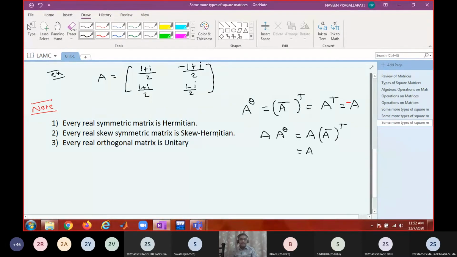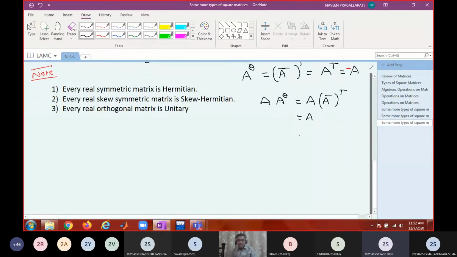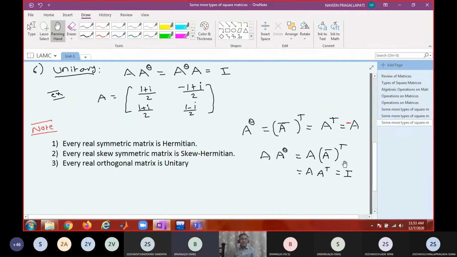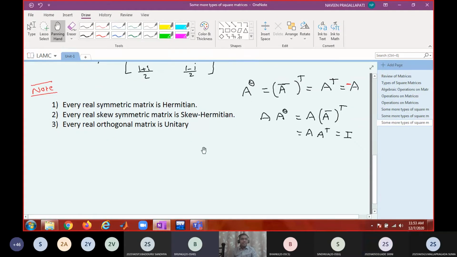I am considering a real matrix, so A bar is A. Therefore it has to be A transpose. But what is A transpose? I, the identity matrix, because I am considering A as an orthogonal matrix. Therefore A^θ equal to I means A has to be unitary. So every real orthogonal matrix is unitary. Agreed? Yes, sir. And one more point I can add.